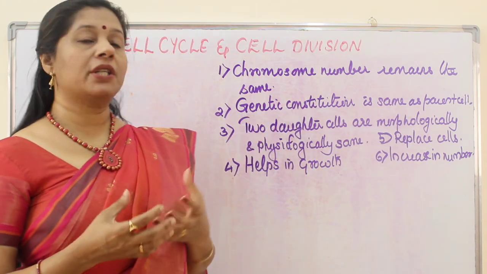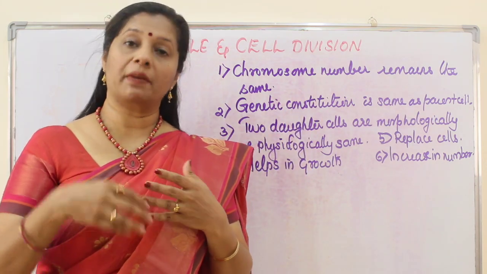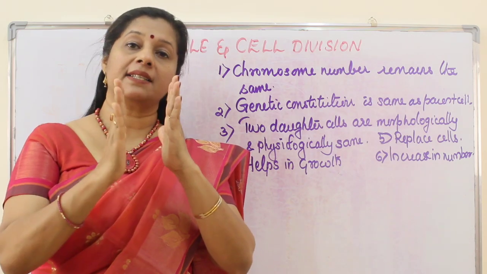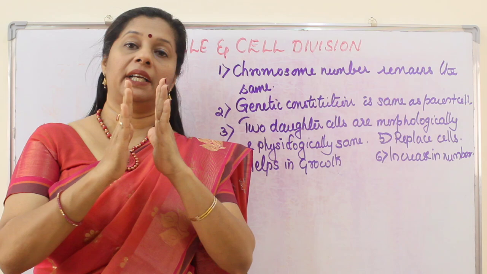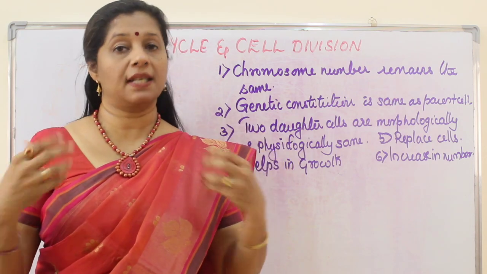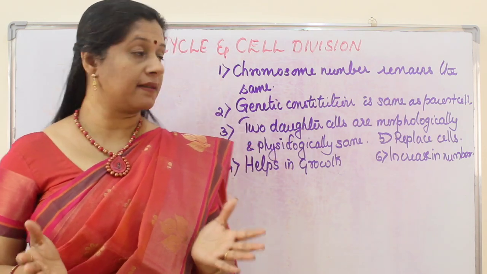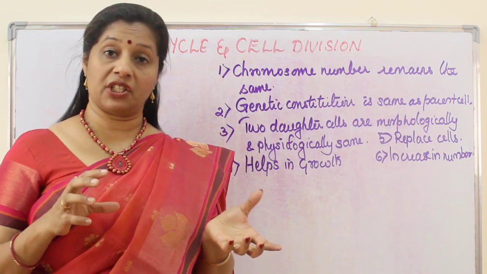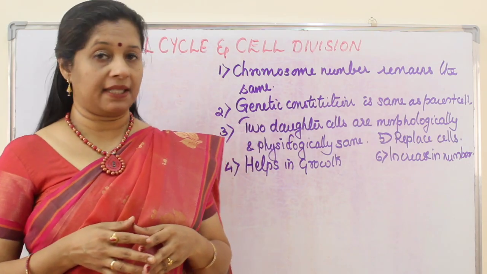Next, the genetic constitution of the two daughter cells formed is similar to the parent, because we know that the parental cell duplicates its DNA and one more copy of the DNA is formed and goes to the daughter cell, so obviously the genetic constitution is the same. Then, the two daughter cells produced are morphologically and physiologically similar to the parent cell.